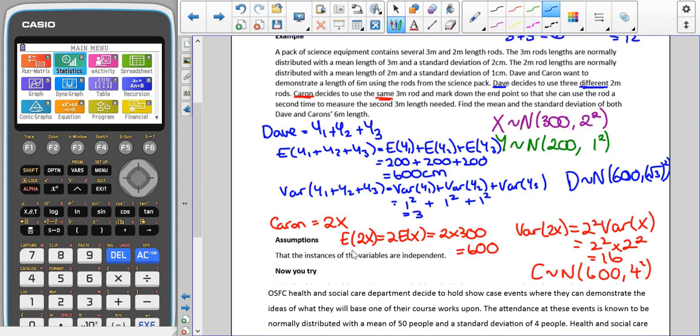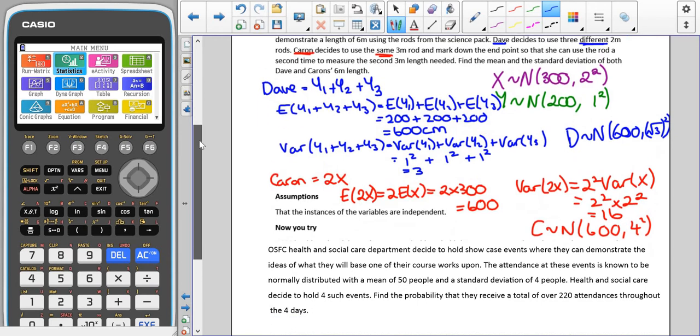variables are independent, which means in the case of Dave that the length of his first 2 metre rod does not affect the length of his second 2 metre rod, which does not affect the length of his third 2 metre rod. And that's very important, because otherwise we could not use these formulas to help us to find the new mean and standard deviation / variance.